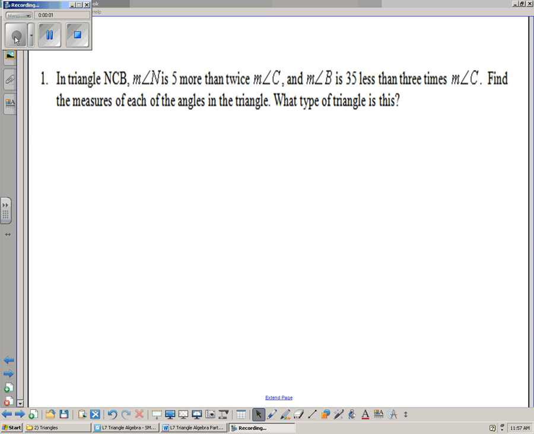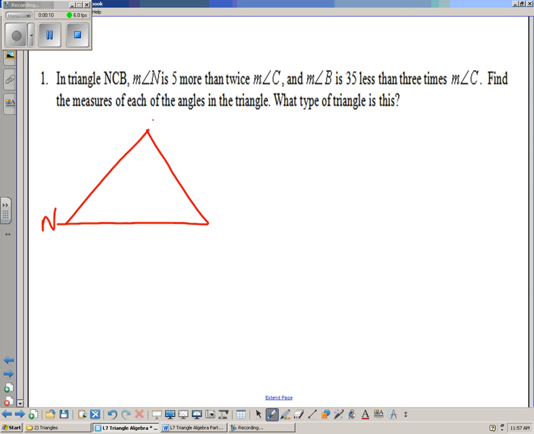In question 1, we have triangle NCB, which we should draw. And it tells us the measure of angle N is 5 more than twice the measure of angle C. And we get to the comma, so we should stop reading. The measure of angle C comes at the end of that part of the sentence, so we're going to call that x. And 5 more than twice x is translated as 2x plus 5.